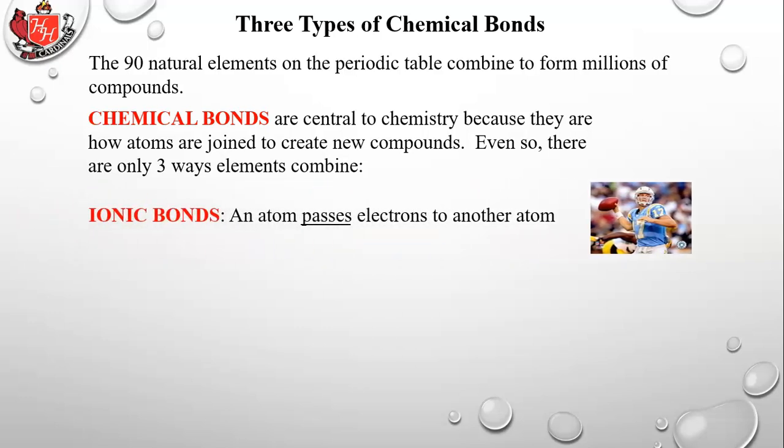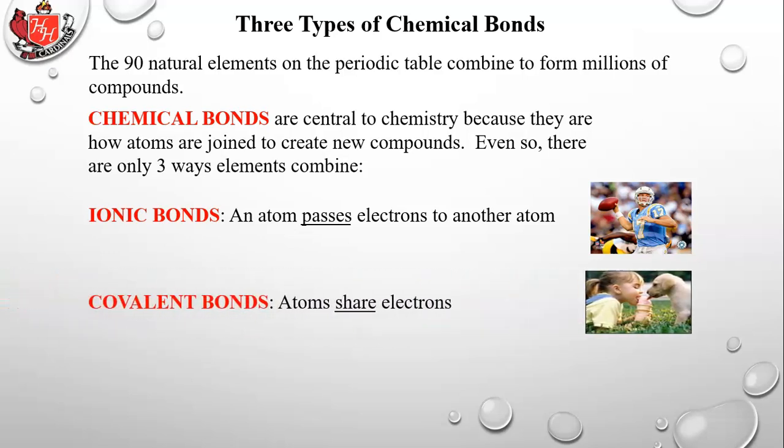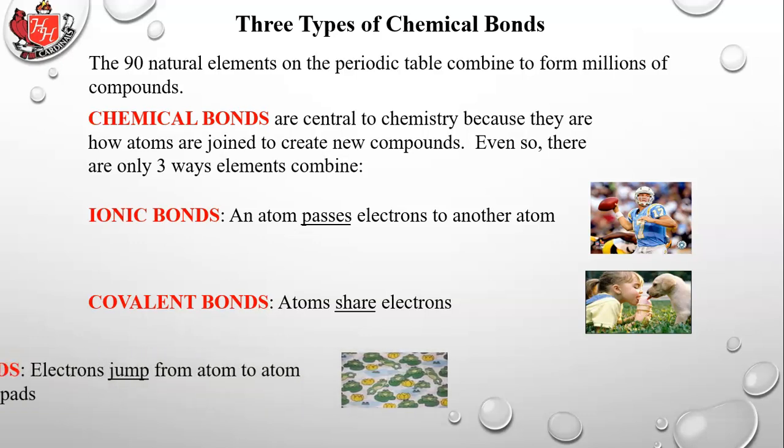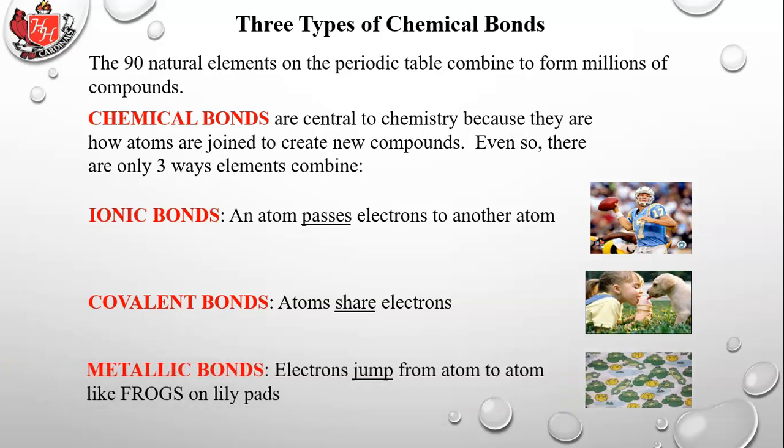The first is ionic bonds, and that's when an atom passes electrons to another atom. That takes place between metals and nonmetals. Next are covalent bonds. That's when atoms share electrons, and these take place between two or more nonmetals. And finally, there are metallic bonds. Electrons jump from atom to atom like frogs on lily pads. We'll talk about metallic bonds in a later unit, when we deal specifically with metals.